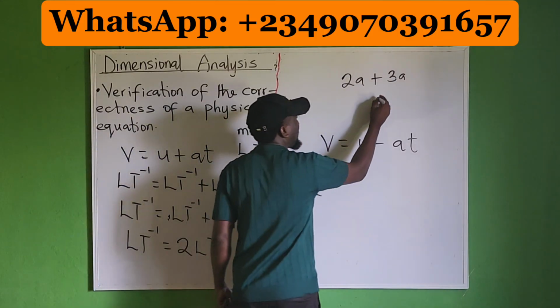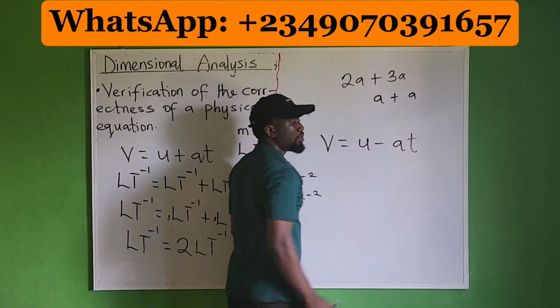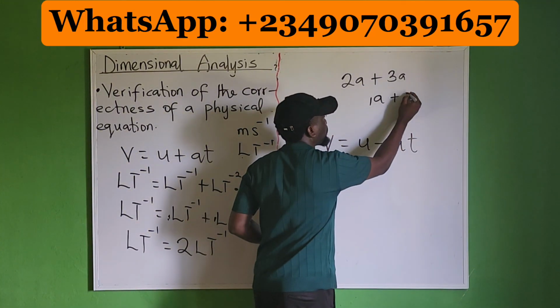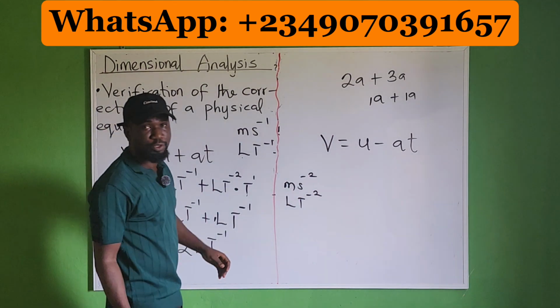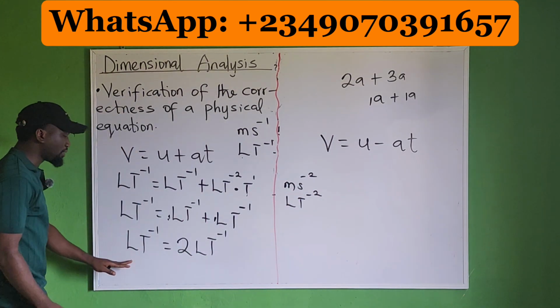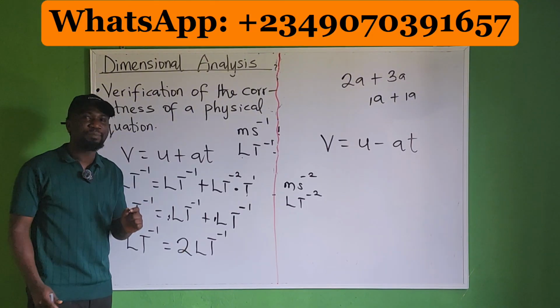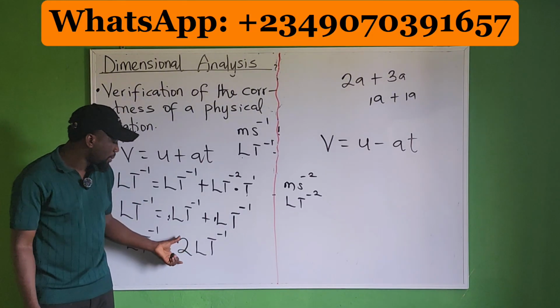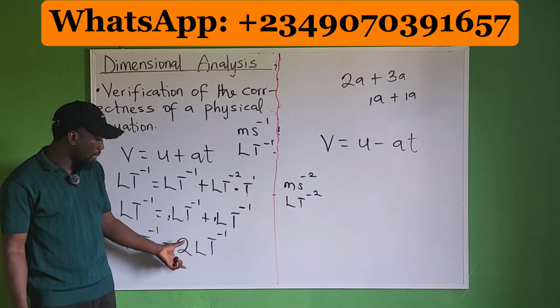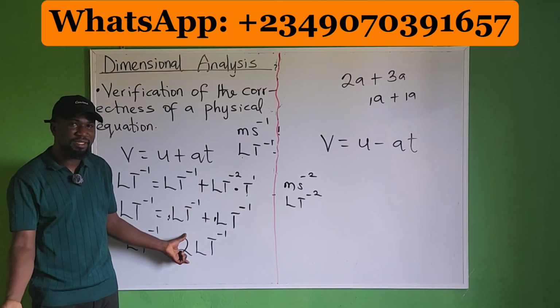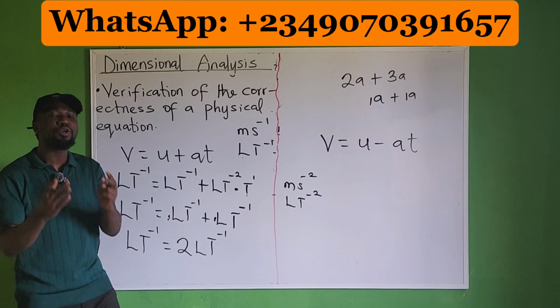This is going to give us 5a. So let's say I have a plus a. The answer here is 2a, because the coefficient here is 1, here is also 1. 1 plus 1 will give us 2. So we have LT raised to power minus 1 equals 2 LT raised to power minus 1. And for dimensional analysis, whenever you have numbers like this, let's say you have 2, or you have theta, or you have sine, it means constant.